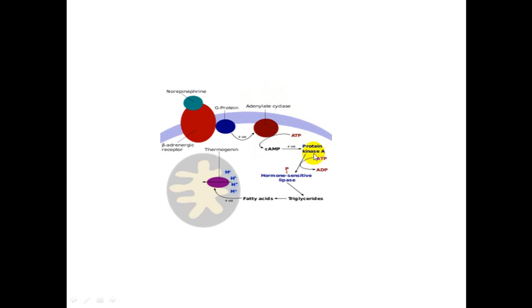Protein kinase A adds a phosphate group to hormone-sensitive lipase, which converts triglyceride to fatty acid. This fatty acid enters the mitochondria and is converted by beta oxidation to fuel thermogenesis.